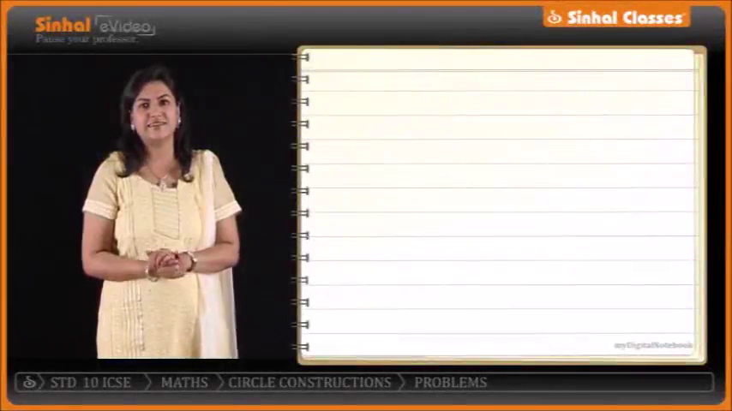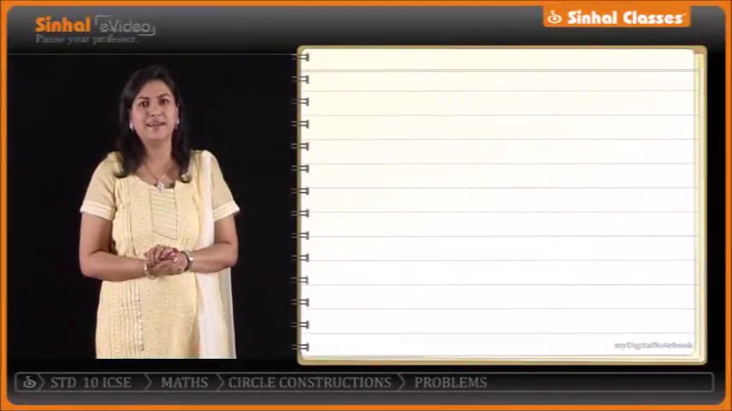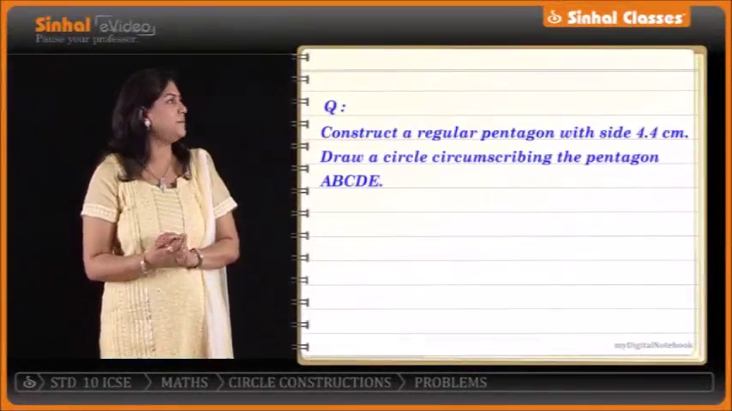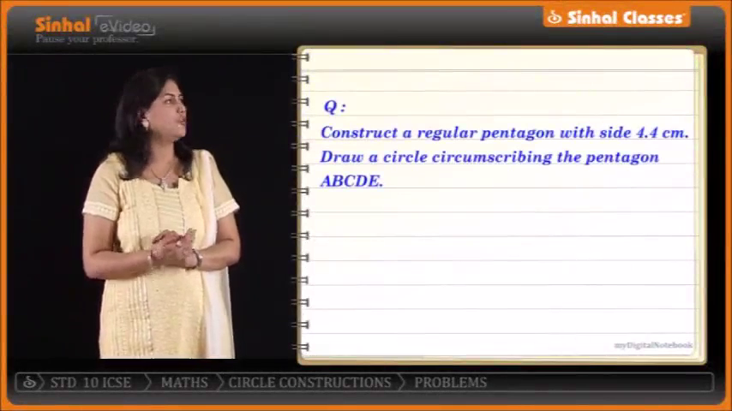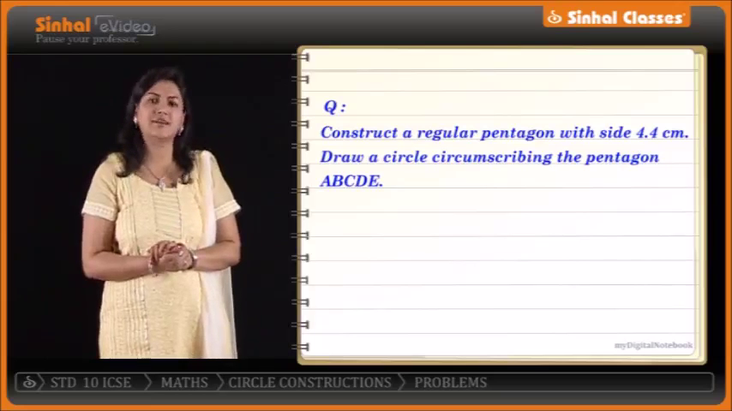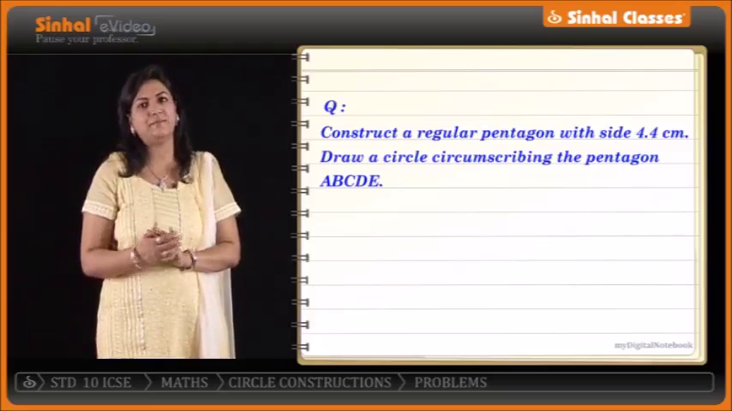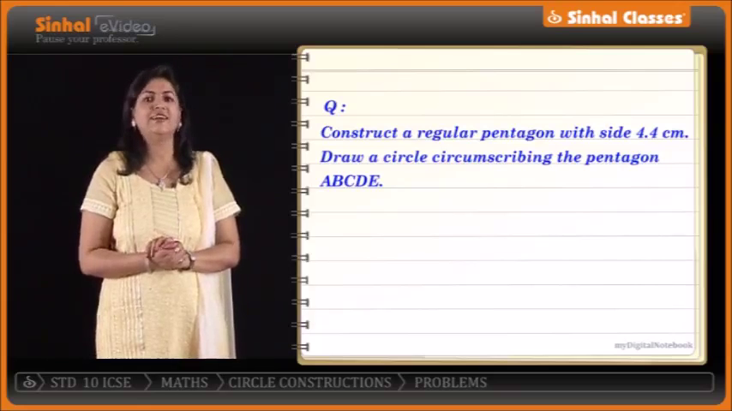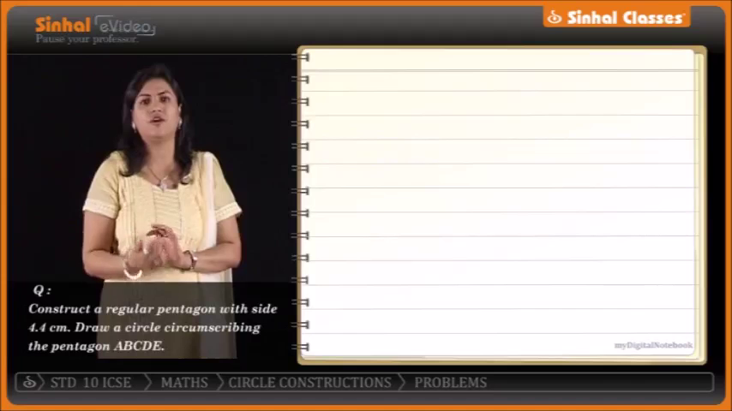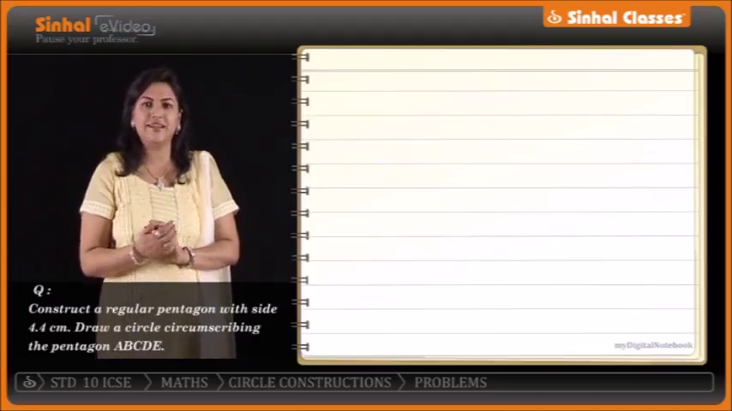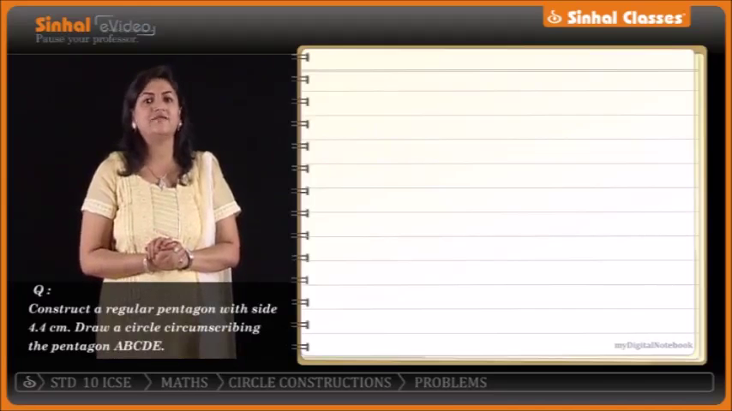Now let's consider our next problem. Construct a regular pentagon with side 4.4 centimeter. Draw a circle circumscribing the pentagon ABCDE. Now we need to draw a pentagon and on that we need to draw a circle. Now let's first draw the pentagon. We know that in a regular pentagon, each interior angle is 108 degrees.